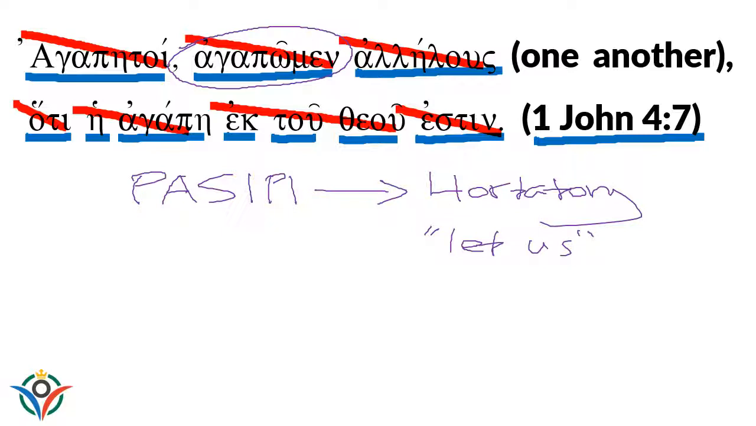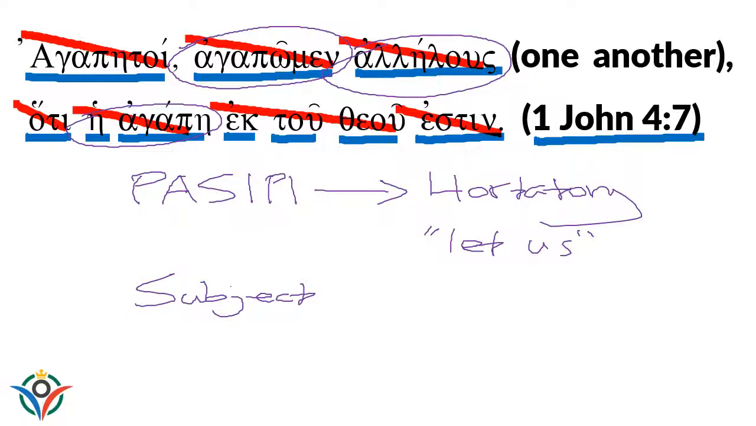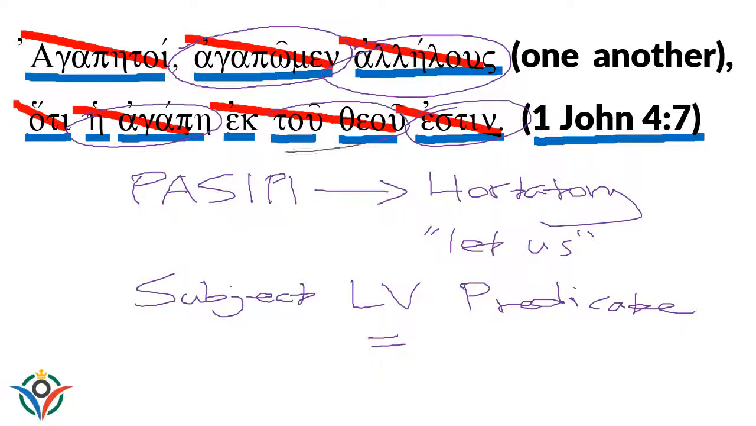Then this word allelous, I've put in brackets here because we haven't learned the vocab for it yet. It means one another. And then we have hoti he agape. He agape is functioning as the subject. And then we have estin, which is the linking verb. And the linking verb, if you remember, links the subject to its predicate. So our predicate here is tou theou.